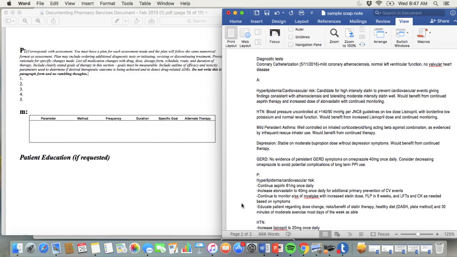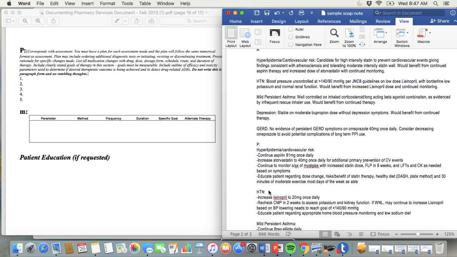So you can actually be very brief and get a lot of information in your assessment. And then the patient would benefit from increased lisinopril dose and continued monitoring, which will be outlined more in the plan. So we're increasing the lisinopril to 20 milligrams once daily in the plan.